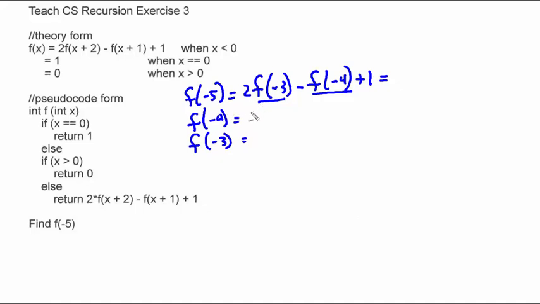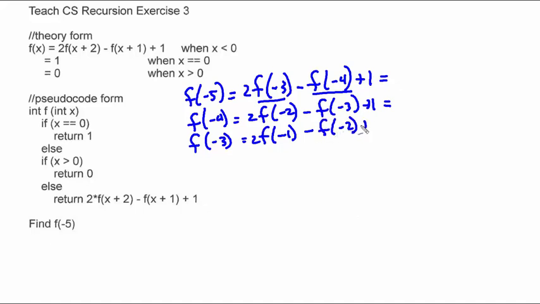So let's do the function of negative 4, which is twice the function of negative 2 minus the function of negative 3 plus 1. The function of negative 3 is twice the function of negative 1 minus the function of negative 2 plus 1. Now we need to find the function of negative 2 and of negative 1.